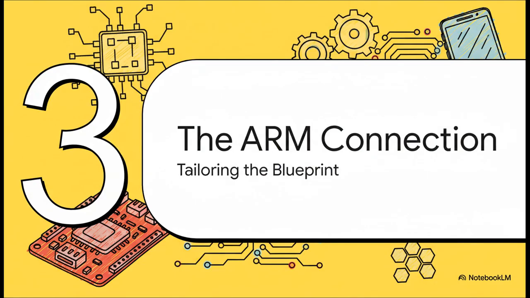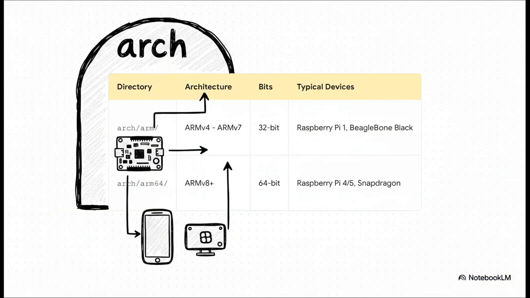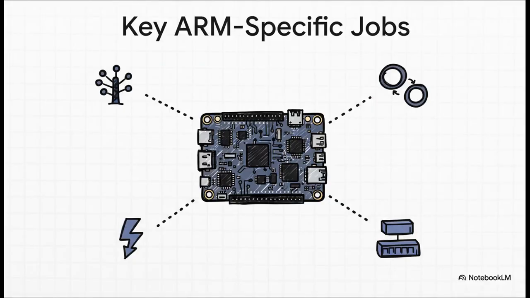Now, to make this all a bit more concrete, let's focus on a specific type of hardware. We're going to zoom in on the ARM architecture, the powerhouse chip that's inside devices like the Raspberry Pi and, well, most of the smartphones in all of our pockets. So inside that arch directory we saw a minute ago, the code is split up. You've got a folder for the older 32-bit ARM systems, think of the original Raspberry Pi, and then you have a totally separate one, arm64, for all the modern 64-bit chips that power a Raspberry Pi 5 or a brand new smartphone.